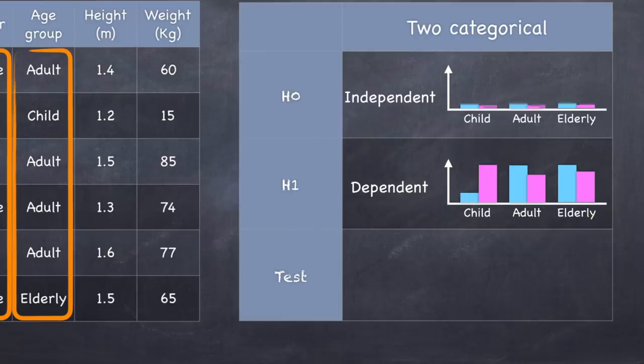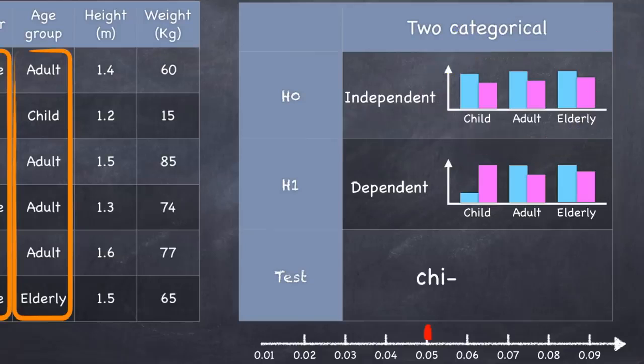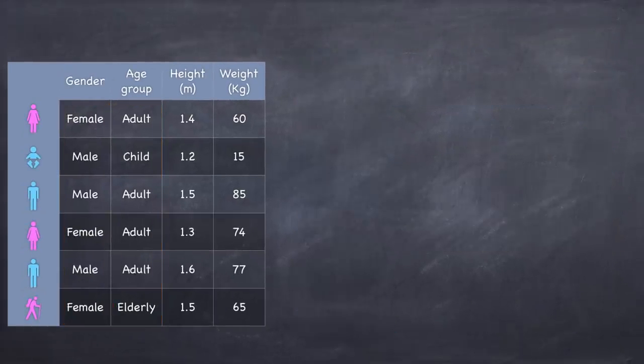That's our null hypothesis. Now here we can conduct a chi-squared test, and that gives us a p-value. And if the p-value is less than the alpha, we can reject the null hypothesis and state that our observation is statistically significant.